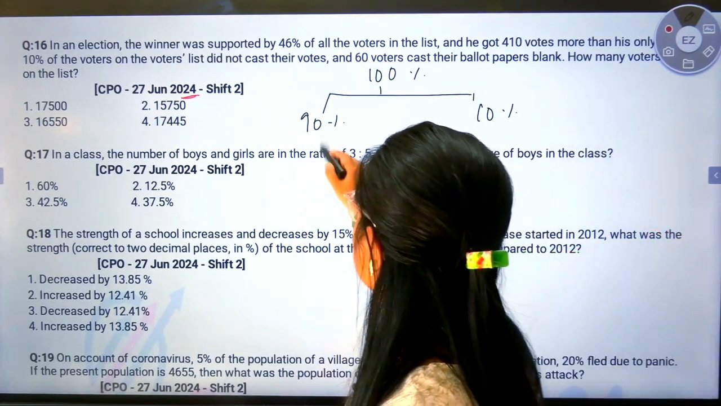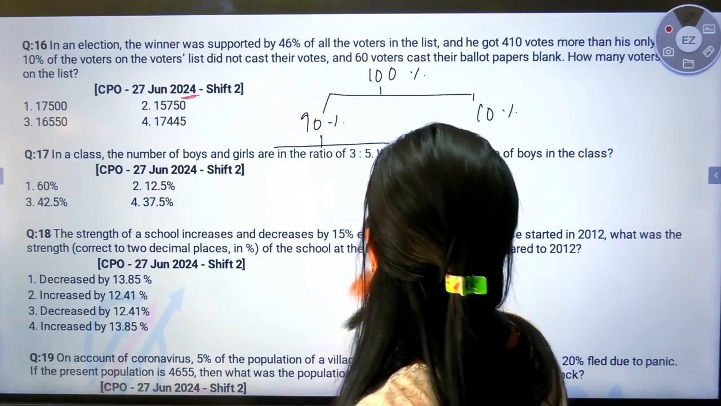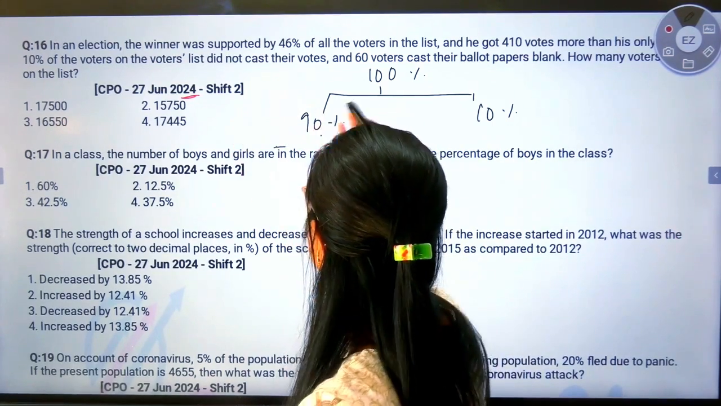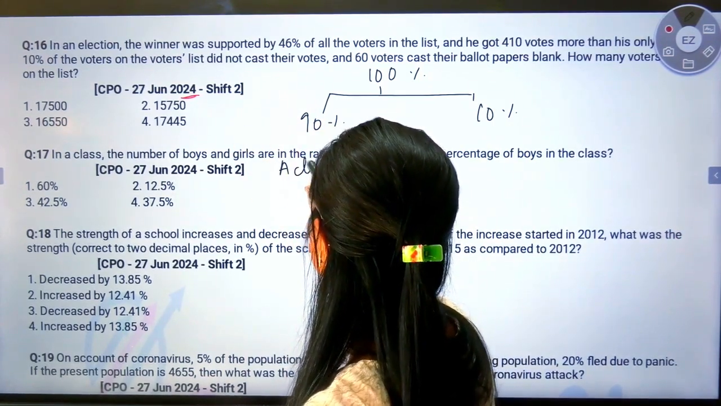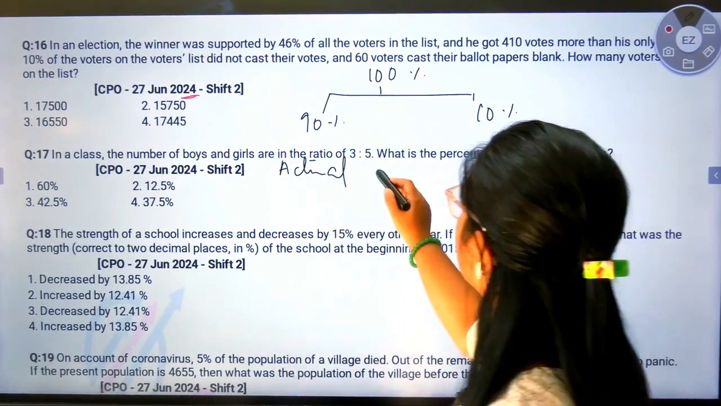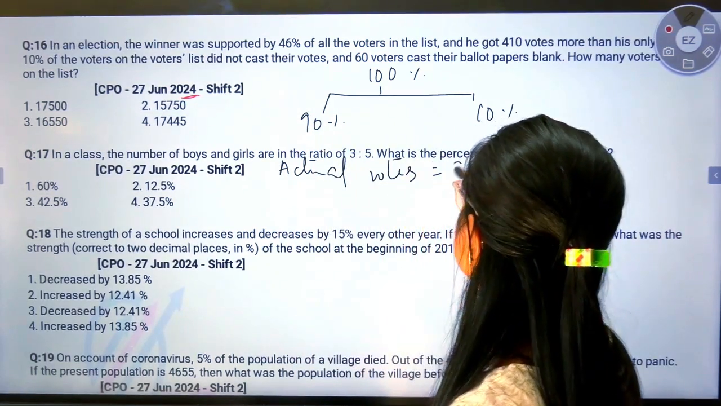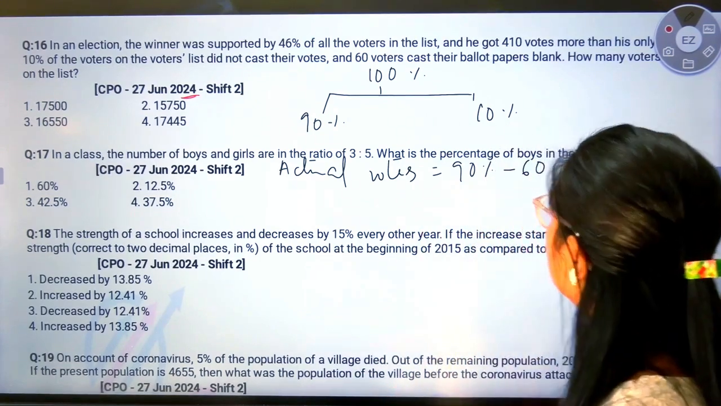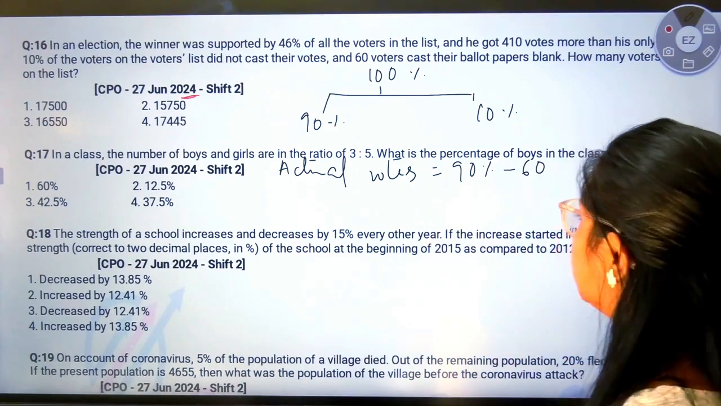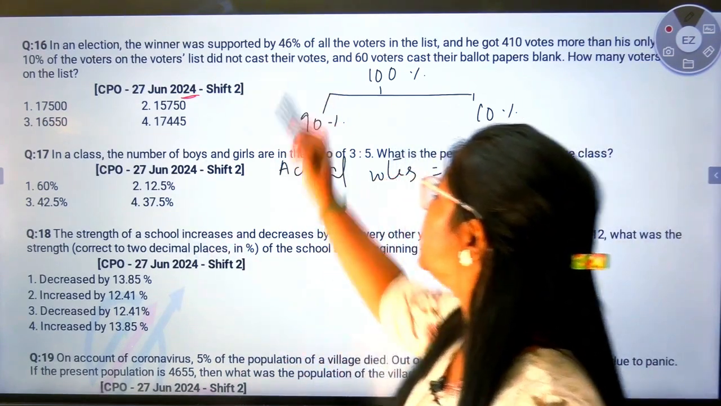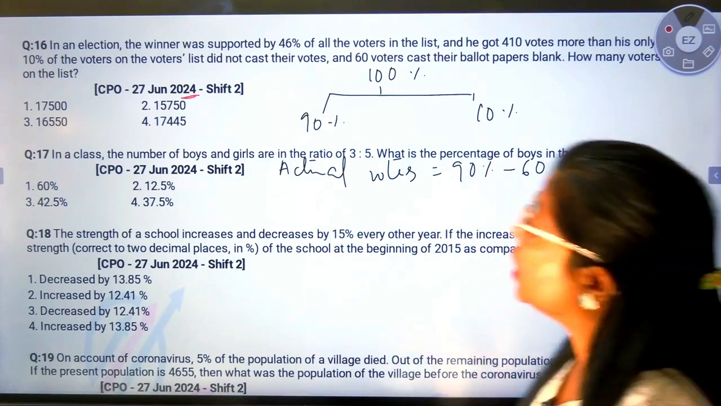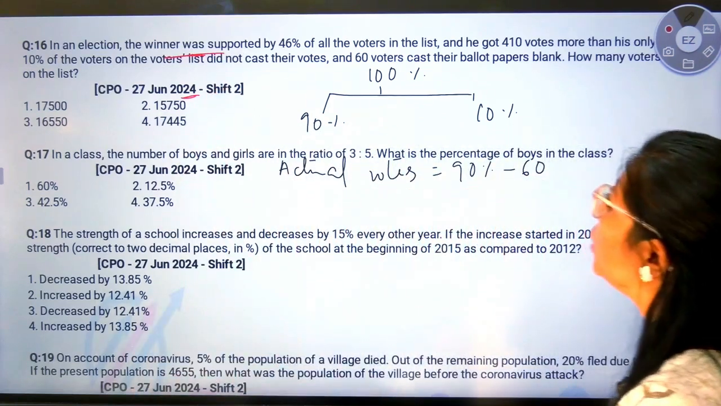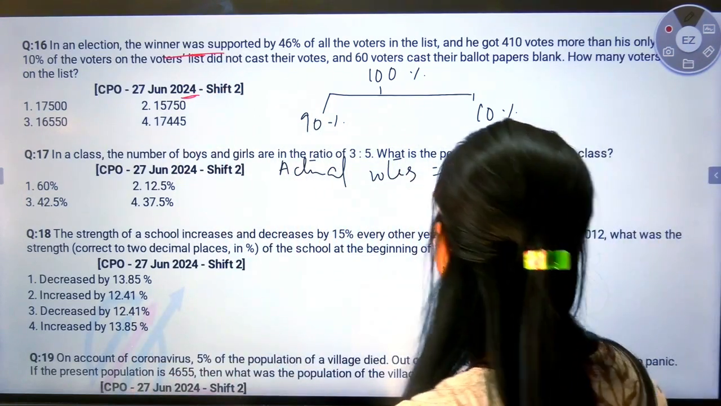That means if 60 leave their ballot papers blank, then the actual votes will be how much? 90% minus 60, because 60 have left their ballot papers blank. So actual votes will be 90% minus 60, and it is given that the winner got 46% of all the voters in the list. So winner got 46% of the vote.